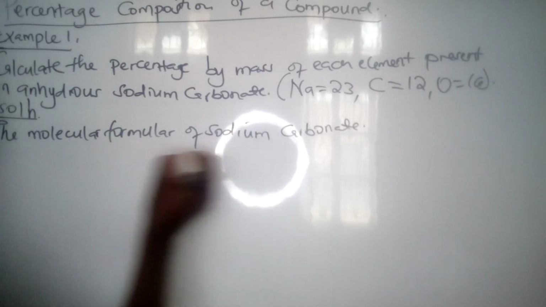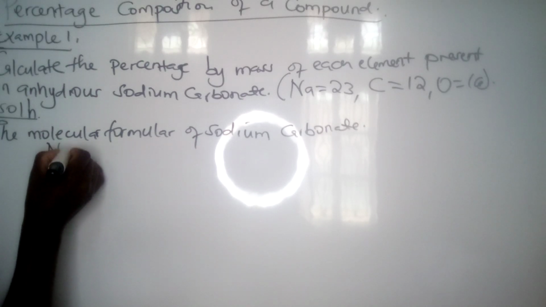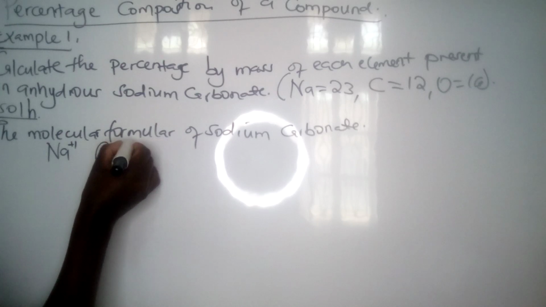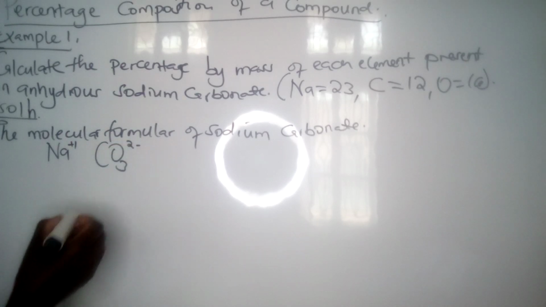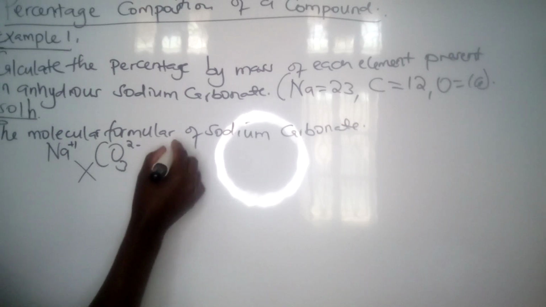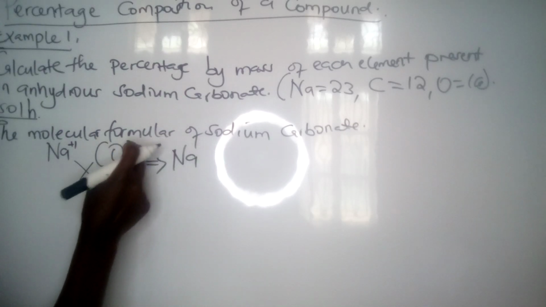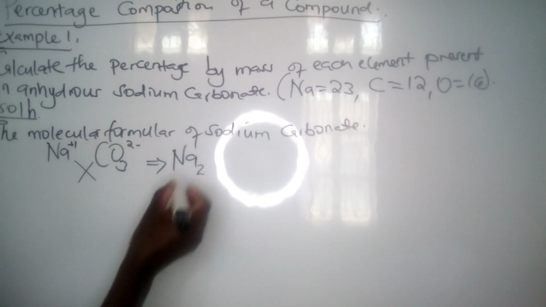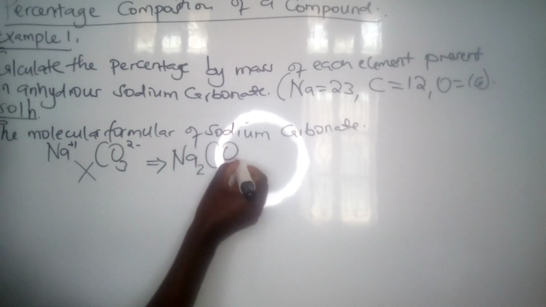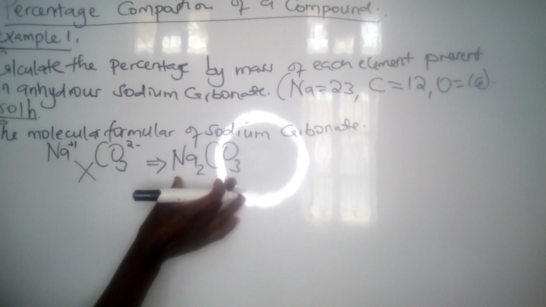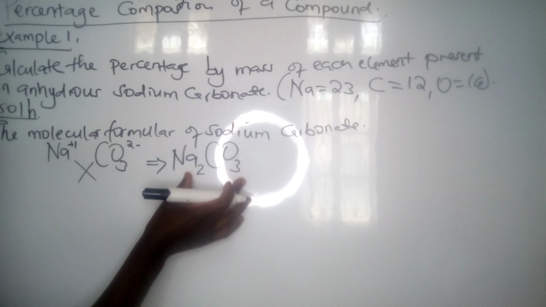So we have sodium with a valency of 1 and carbonate with a valency of 2. So how do we write the chemical formula? We cross multiply the valencies. So we have sodium taking the valency of carbonate and write it as the subscript. Then we have carbonate 3, then multiplied by 1. So we don't write the 1. So this is the molecular formula of sodium carbonate.